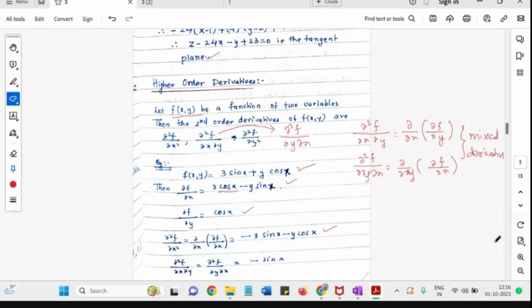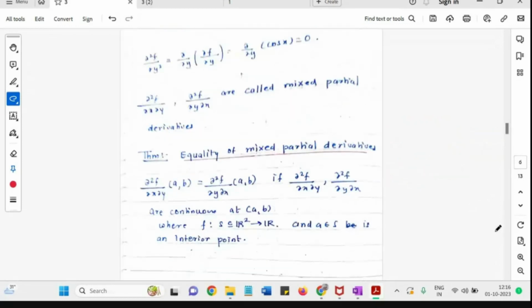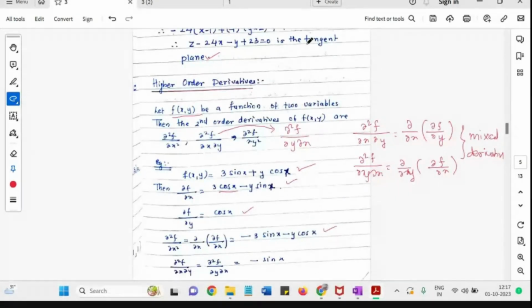Dou square f by dou y square is dou by dou y of dou f by dou y. And dou f by dou y is a function of x alone, so its derivative is 0, and dou square f by dou y square is 0. Now coming to the mixed derivative, I already know for this example that the mixed derivatives are equal. If I calculate, the answer turns out to be minus sin x in both cases.